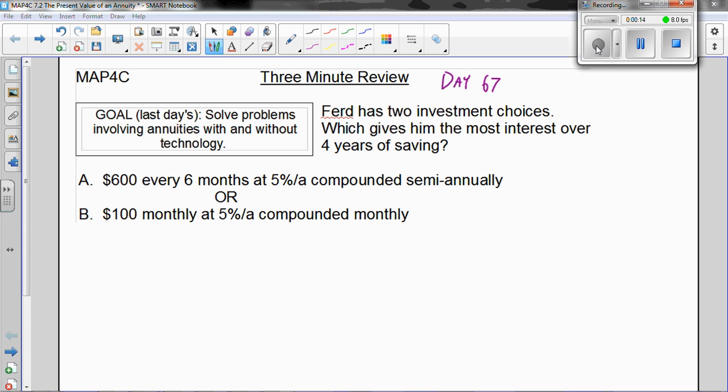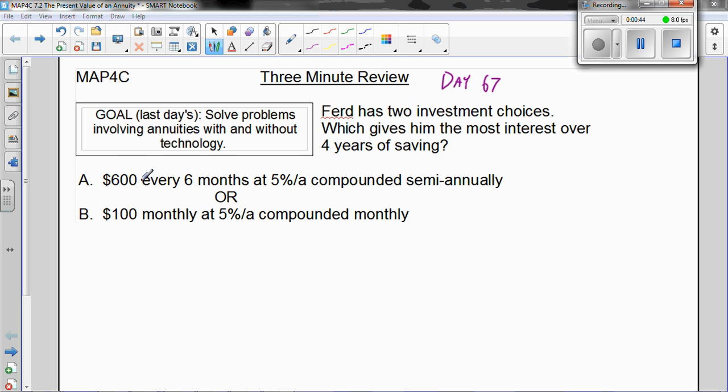Before we get into that, the goal of the 3-minute review is straight from yesterday's stuff. When we're learning how to do stuff with annuities, we're always thinking about making better decisions as far as money is concerned. So here's Ferd, and he's got two investment choices, and we want to know which one gives him the most interest. If he's saving money, interest is good. If he's borrowing money, of course, interest is bad.